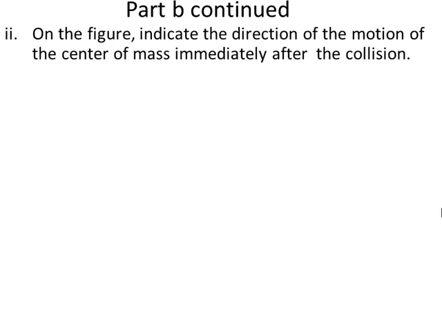Part 2 of Part B asks us to indicate the direction of the motion of the center of mass immediately after the collision. Now at first, the center of mass will not rotate, it will just move in a straight line right after the collision. So we just need to draw an arrow that looks like that, where the center of mass just moves straight up.